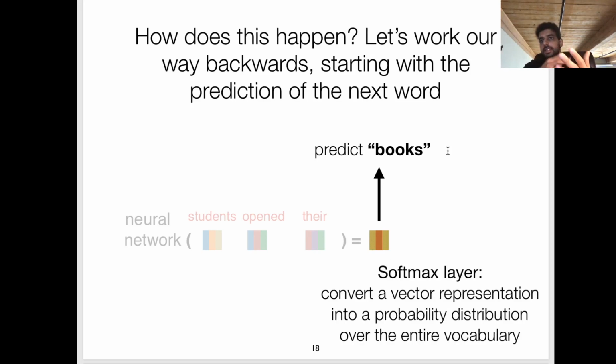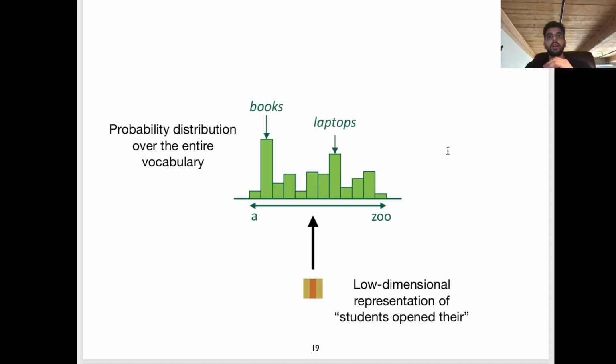So this is a very important concept that you'll see over and over again throughout this class, that we're going to use a softmax layer to do this. And at a high level, what this does is it takes as input a vector, and it outputs a probability distribution over the entire vocabulary, or output space for a more general task. So let's look at that in a little more detail.